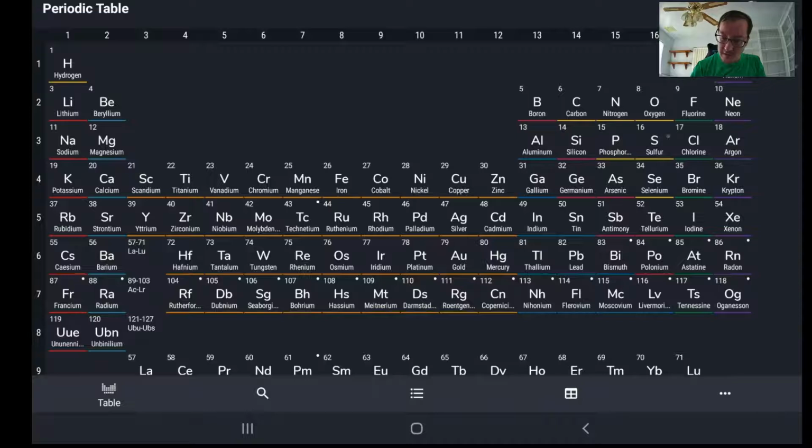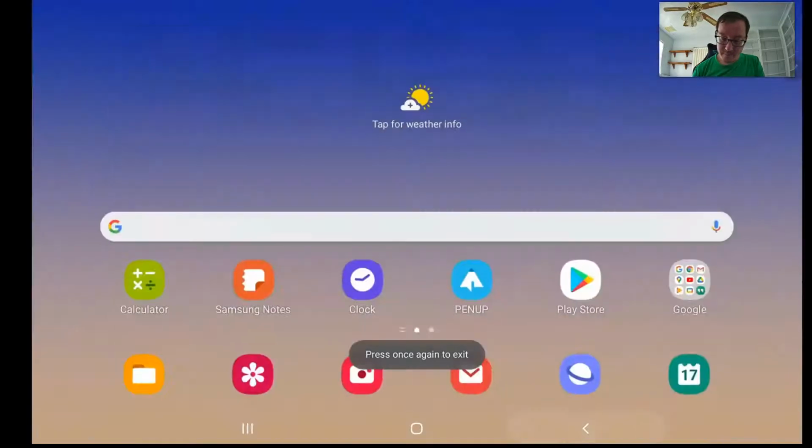Sure, yeah. So chlorine has 17 electrons normally, right? It's got an atomic number of 17, so under normal circumstances, it has 17 electrons.